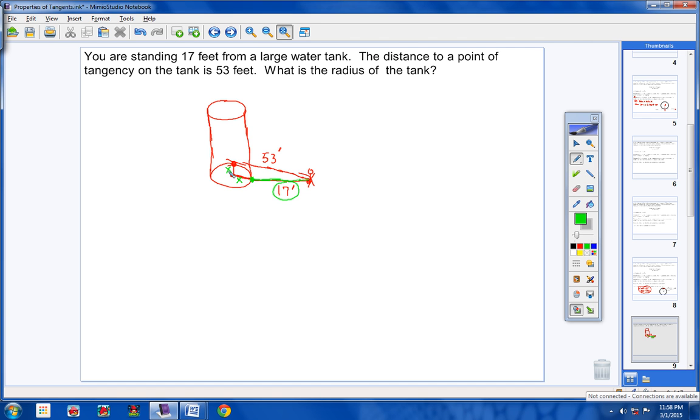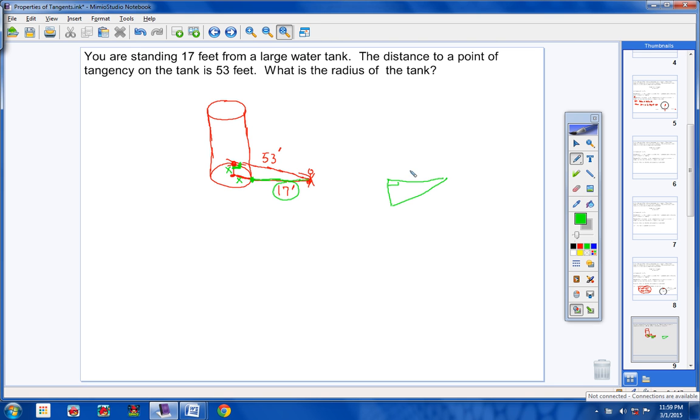Now, remember, I know it doesn't look like it, and this is not drawn to scale. But remember, that's why we go by the theorems and what we know to be true, not by what we necessarily see. So remember students, wherever a line is tangent to a circle, there's a right angle right there. So there's the right angle of my triangle, okay? So I really have a right angle, like this, right here.